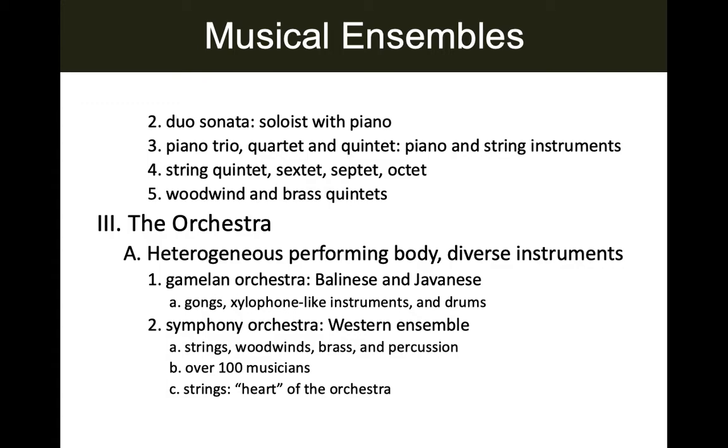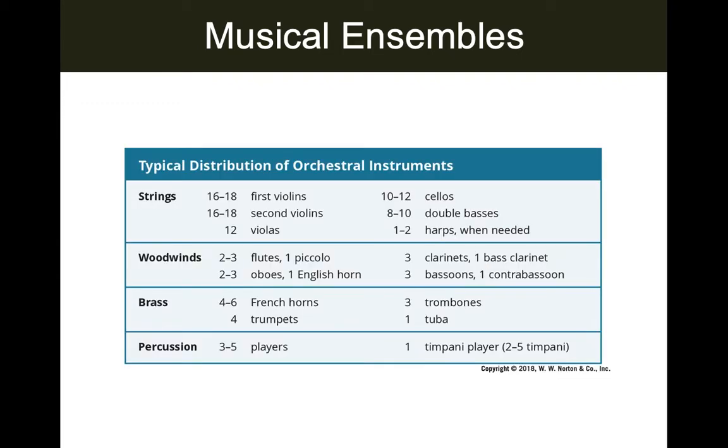Over 100 musicians are playing, and the strings are the heart of the orchestra. The best, of course, right? So this is kind of a basic setup of the orchestra. We have about 16 to 18 first violins, 16 to 18 second violins. First and second violin are just 2 different parts. First violin plays one part and second violin plays another, but they're all the same instrument. 12 violas, 10 to 12 cellos, 8 to 10 double basses, and 1 or 2 harps if needed.